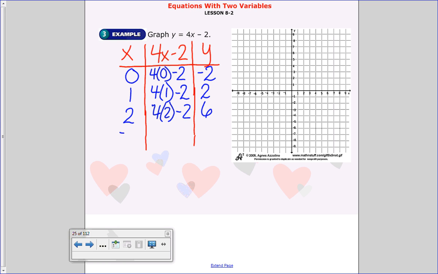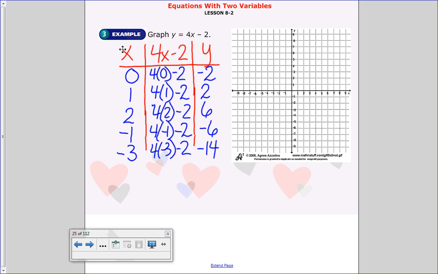And of course, you should do some negatives as well. I'm going to do a negative 1. 4 times negative 1 minus 2 is a negative 6. And let's see, I'm going to go ahead and just try a negative 3 maybe. 4 times negative 3 minus 2, well, that's negative 12, negative 14. So I have a table of values now.